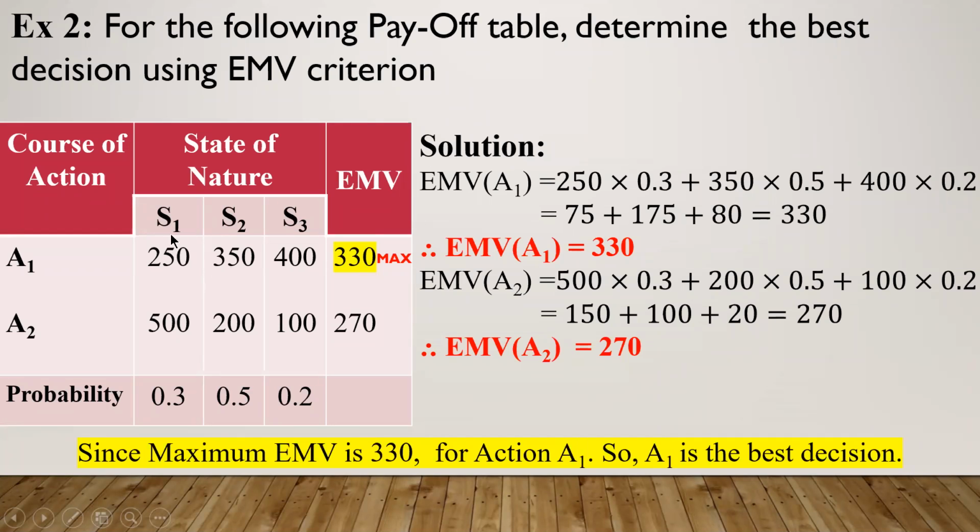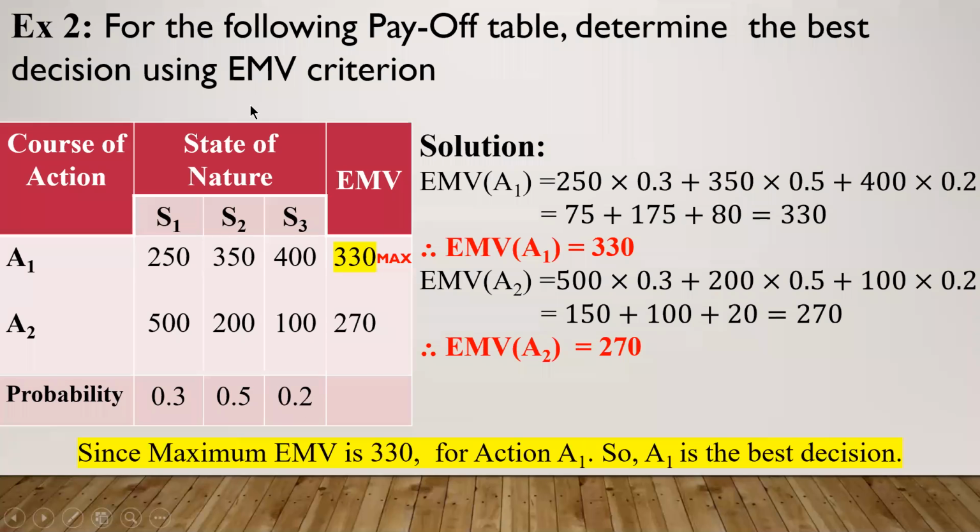And here there are various states of nature, 3 states of nature, S1, S2, S3, and their profits or payoffs are given: 250, 350, 400, 500, 200, and 100. And probabilities of the events are given. Probability of S1 is 0.3, probability of S2 is 0.5, and probability of S3 is 0.2. You have to use the EMV criterion.